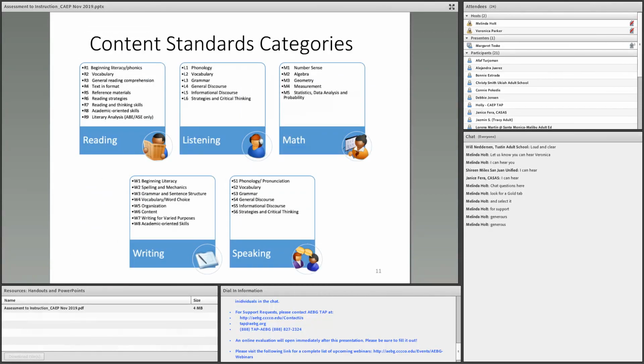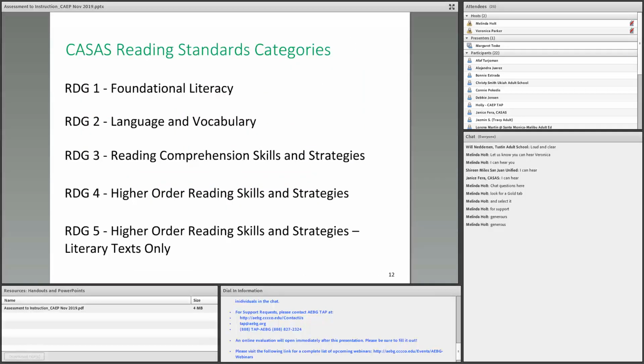There are several content standard categories for reading, for listening, for math, for writing, and speaking. Most of you know the reading, listening, and math categories more than anything else. These are additional tests that we do, but are not as well used in California. Reading standards include these 5 levels. Generally, level 5 is not included as it's literary text only. So we're looking at foundational literacy, language and vocabulary, comprehension skills and strategies, and then higher order reading skills.